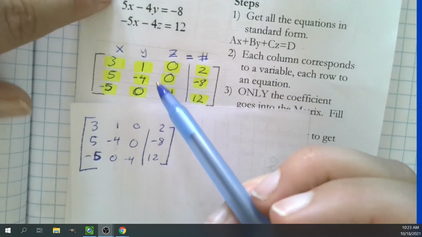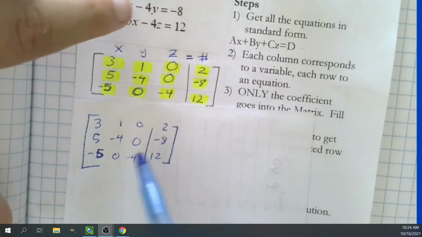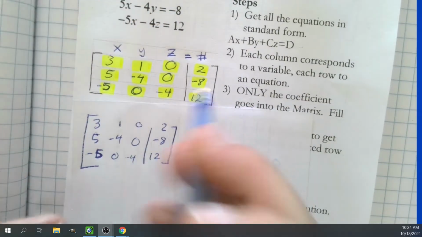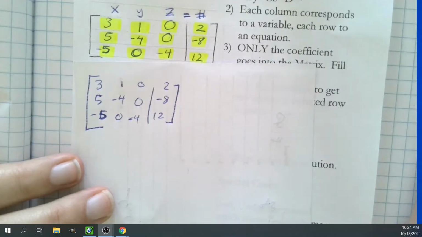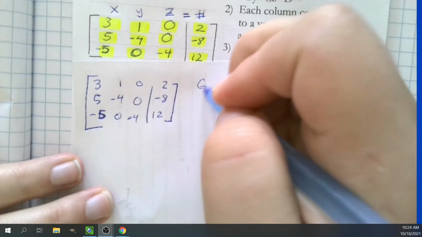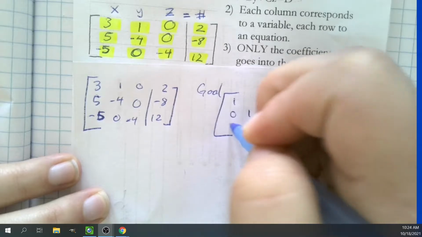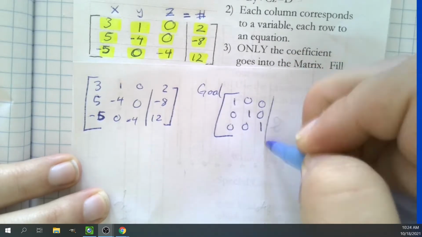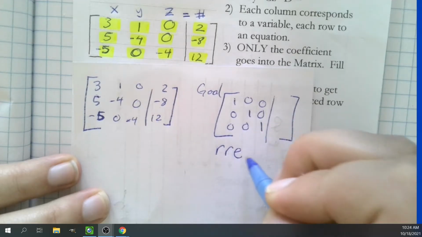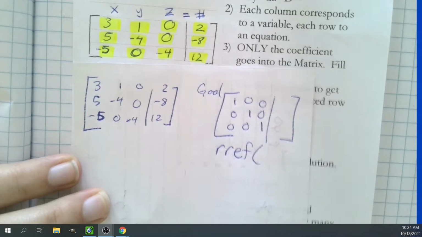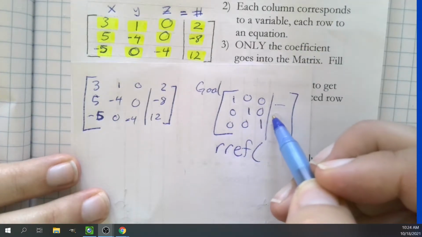Okay, this matches this, but let's make sure this is right. 3, 1, 0, 2. 5, negative 4, negative 8. Negative 5, 0, negative 4. Yeah, okay. So this is like a system of equations where we want to cross things out again. Our goal is to get it so it looks like 1, 1, 1. This is called reduced row echelon form, which we will talk about in a minute. And whatever numbers we get here would be our answers.